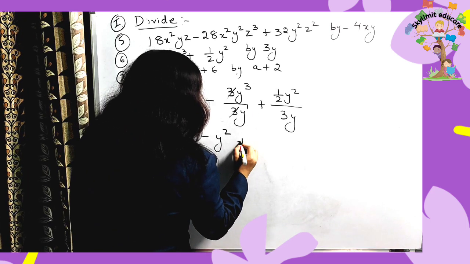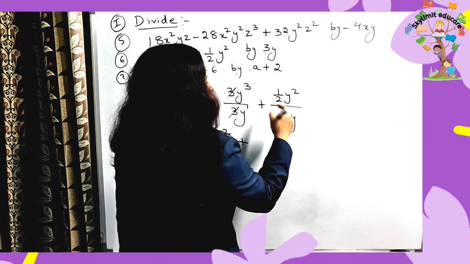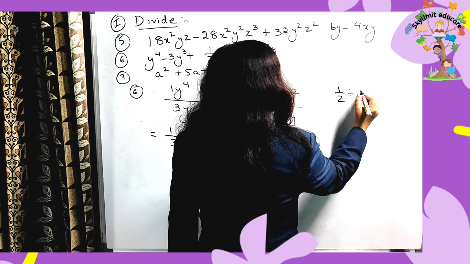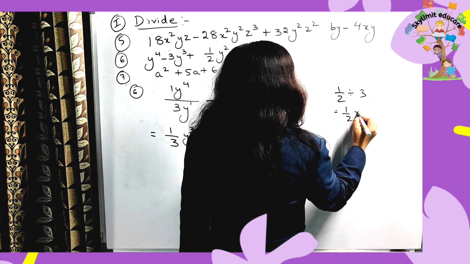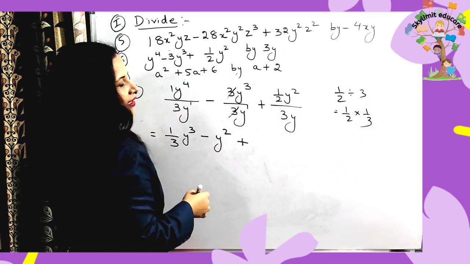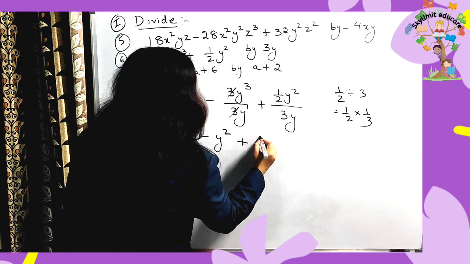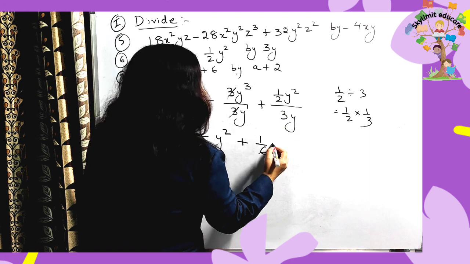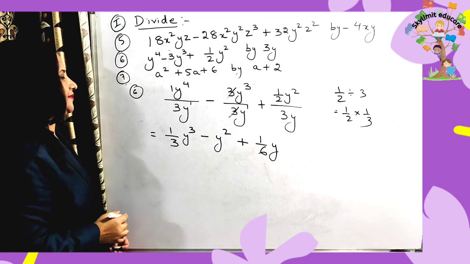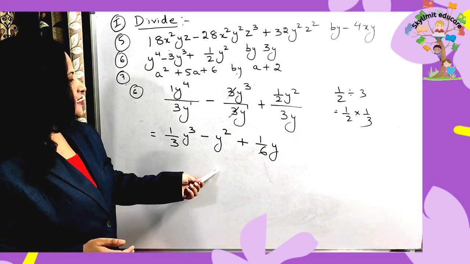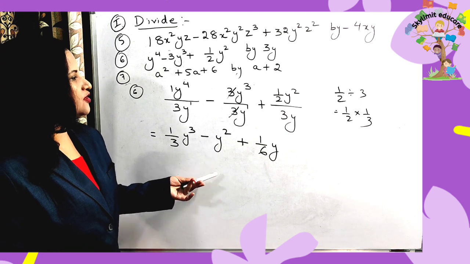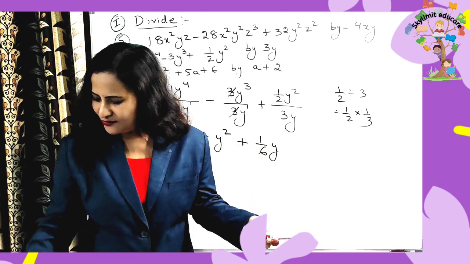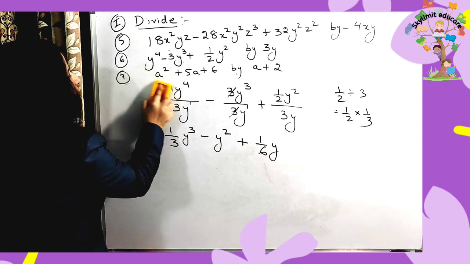Now plus 1 by 2. See, it is 1 by 2 divided by 3. That becomes 1 by 2 multiplied to 1 by 3 or not? Yes. So you got how much here? 1 by 6. And what is the power of 2 minus 1? Simply y. Okay? And this is your answer. There are no like terms, nothing to solve further. This is your answer. Is it clear, everyone? Let's come to the next question. Number 7.